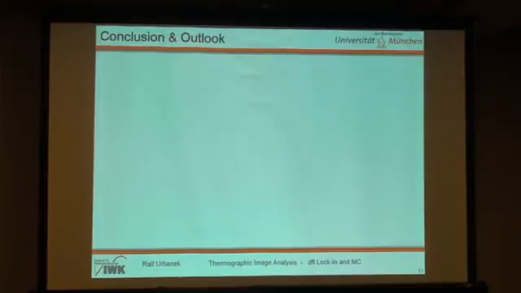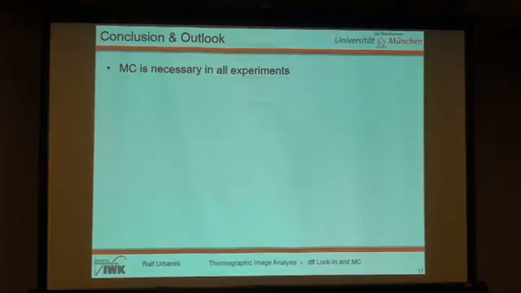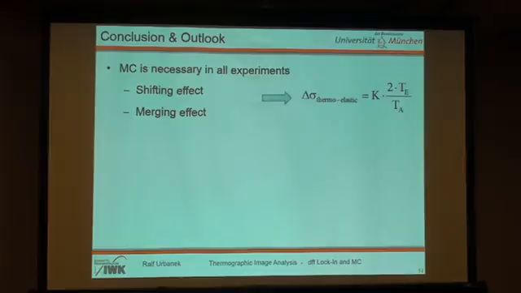So to sum up everything, we have the motion compensation is necessary in all experiments, because we have the shifting effect that is dominant at high stress intensity factors. We have the merging effect that's dominant at low stress intensities, and both together influence our stress field in front of the crack. So it is crucial, if you want to measure stress intensity factors, if you want to measure stress fields, you have to do motion compensation.